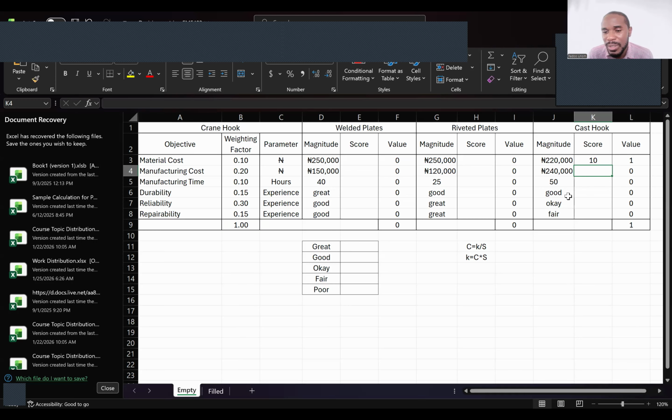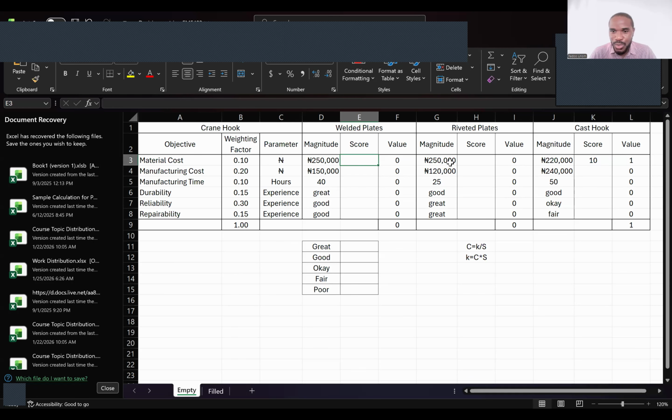Are you following me? Yes, sir. So how do we now get the score for the riveted plates and welded plates? That's where our proportionality knowledge in mathematics comes into play. If a cost of 220,000 naira is giving us a score of 10, what will be the score when the cost is now 250,000 naira? Noting that your score is inversely proportional to the cost.